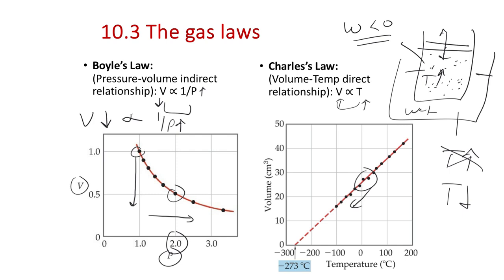And so with increasing temperature, we have work being less than 0; with decreasing temperature, work is being done on the system. The volume will decrease as a result of that temperature change. And so this is a direct relationship. If you increase the temperature, you increase the volume. If you decrease the temperature, you decrease the volume.